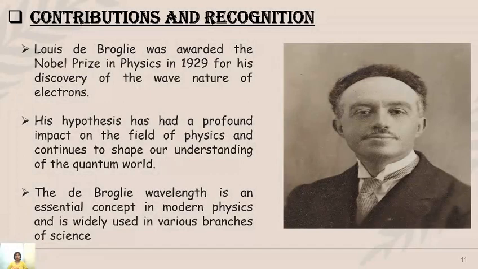So, what are the contribution and recognition? Louis de Broglie was awarded the Nobel Prize in Physics in 1929 for his discovery of the wave nature of electrons. His hypothesis has had a profound impact on the field of physics and continues to shape our understanding of the quantum world. The de Broglie wavelength is an essential concept in modern physics and is widely used in various branches of science.